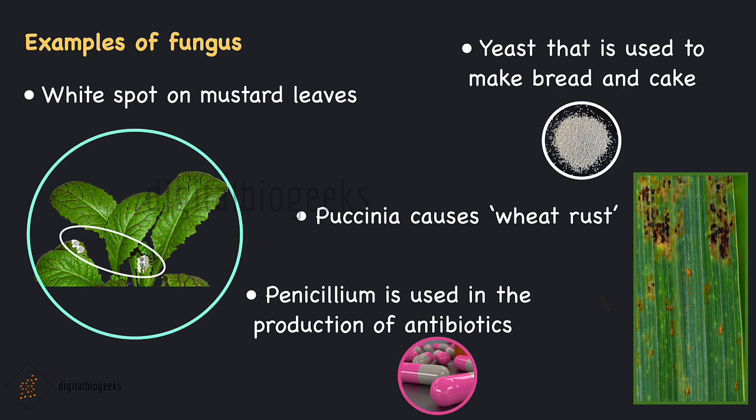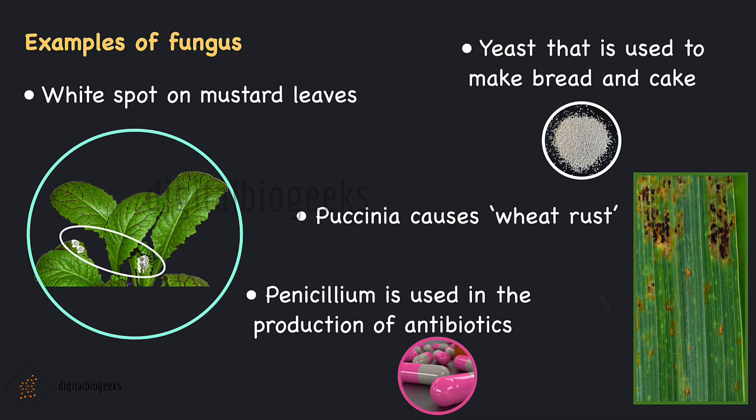Fungi can be seen everywhere in air, water, soil and on plants and animals. Why are we storing food items in the refrigerator? This is to save our food from fungi, as fungi grow fast in warm and humid atmosphere.